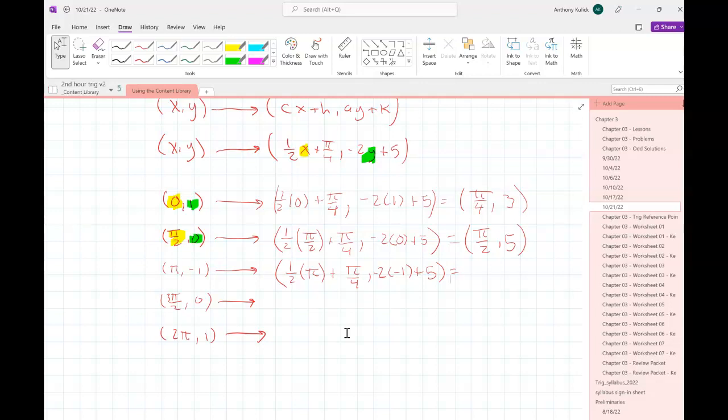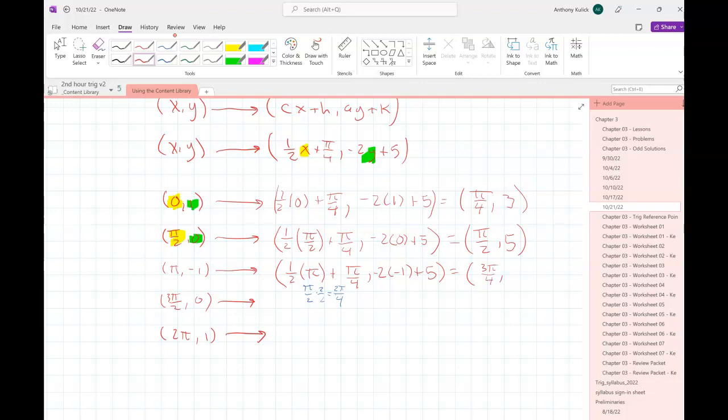Let's finish this one up then. What's 1/2 times pi? We think about that as pi over 1. So when we multiply the fractions together, you have 1 times pi over 2 times 1, so pi over 2. Pi over 2 plus pi over 4. Okay, good. So this was pi over 2. So we need a common denominator. So 2 pi over 4 plus 1 pi over 4 is 3 pi over 4.